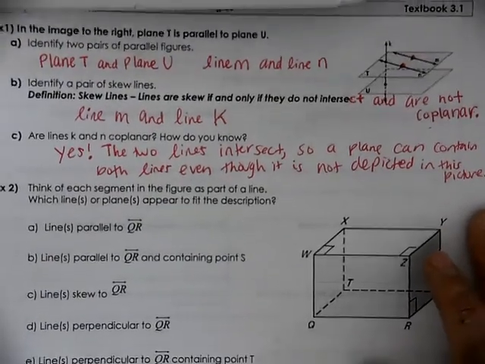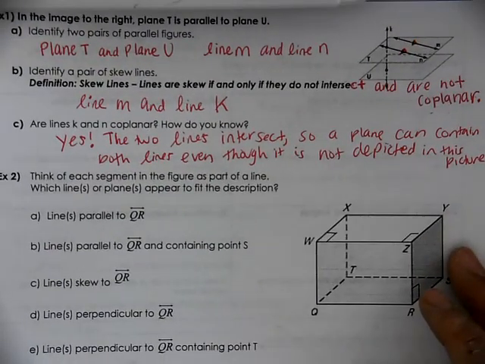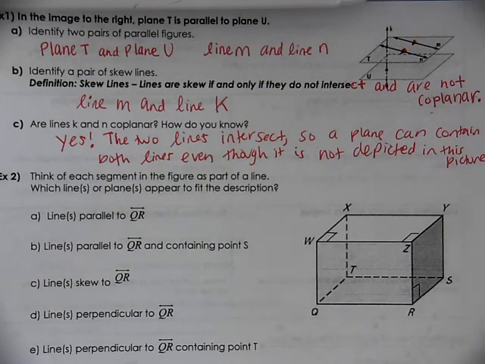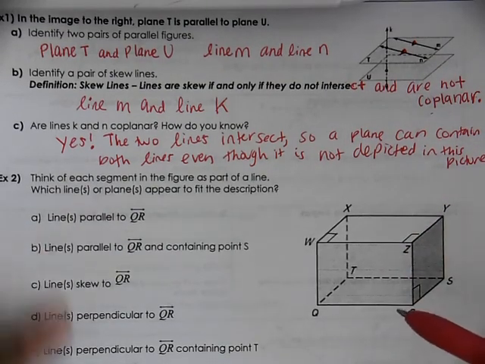Alright, so that's a little bit about parallel and skew lines. We're going to practice identifying these now from a diagram. Example 2 looks at how we can pick out the ones that are parallel or perpendicular or skew. We haven't really mentioned perpendicular up at the top here, but we know what perpendicular looks like, so we'll be able to work with that too.